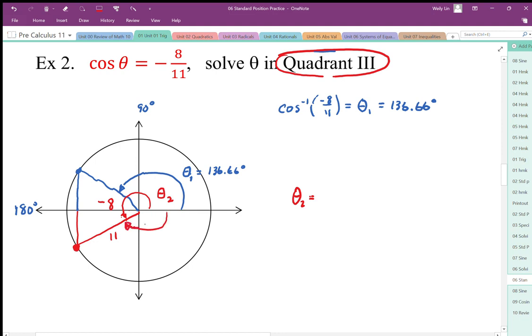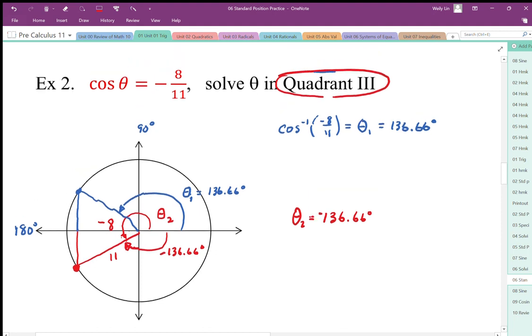Okay, so that position angle is negative 136.66 degrees. So theta 2 is going to be 136.66 degrees in the negative direction. That's important. That's gone in the negative direction. That's theta 2. That negative angle will locate that red dot. Now, the previous problem said between 0 and 360. This one doesn't. So this is good enough.